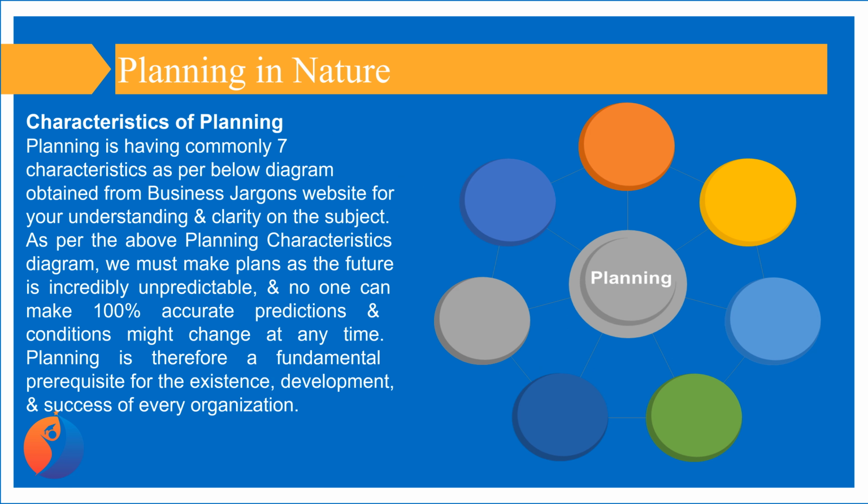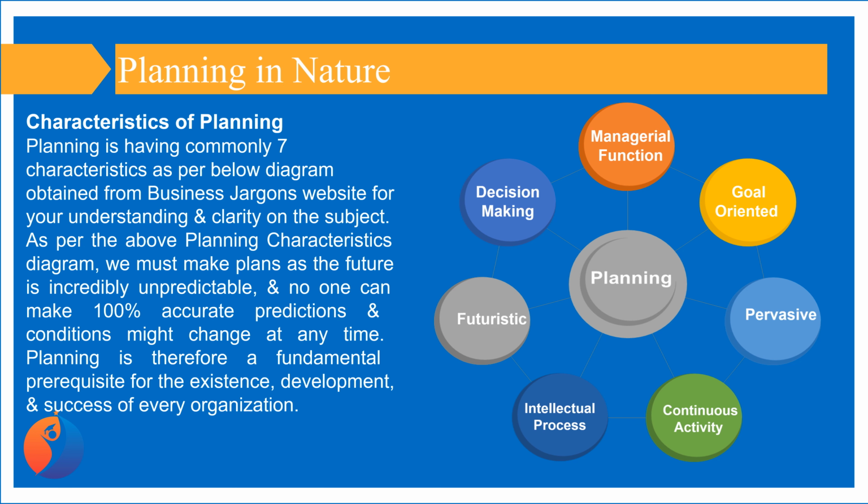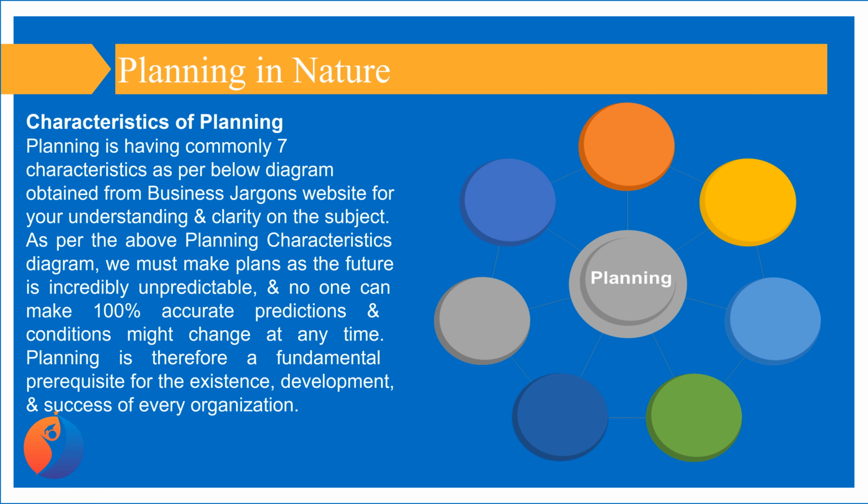Characteristics of planning. Planning commonly has 7 characteristics, as per the diagram obtained from Business Jargon's website, for your understanding and clarity on the subject. As per the above planning characteristics diagram, we must make plans as the future is incredibly unpredictable, and no one can make 100% accurate predictions and conditions might change at any time. Planning is therefore a fundamental prerequisite for the existence, development, and success of every organization.